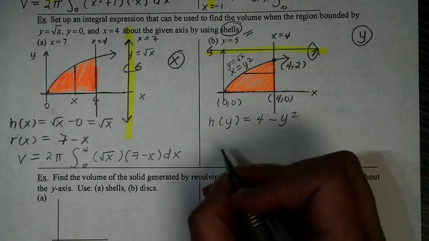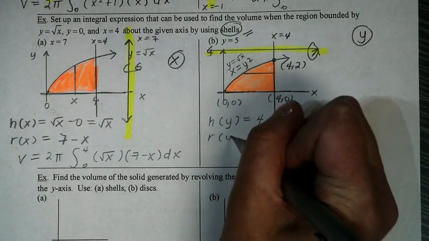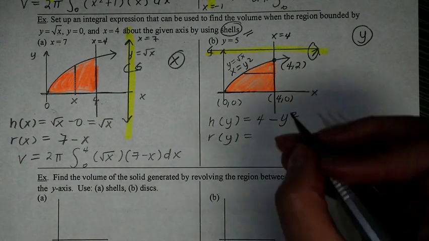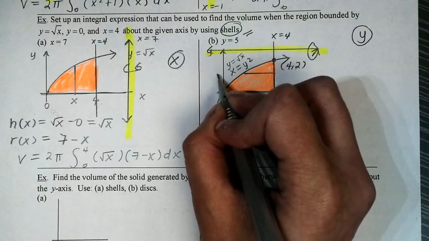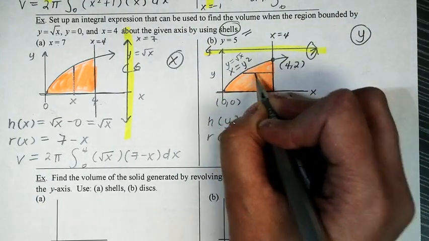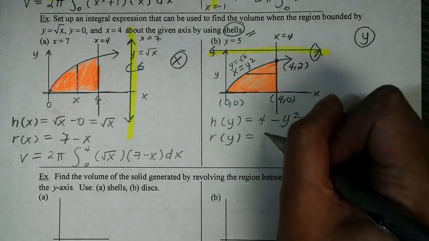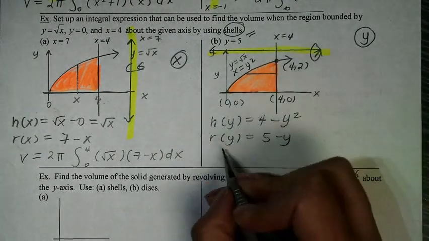Okay, and you need to be working with y's as the independent variable all the time when you have horizontal representative rectangles. So r of y is going to be equal to, well, in the other one my dummy variable was the x, what's going to be here? Y. We are not very original here. So this is going to be in the height y. What do you have here? You have top, which is what? 5 minus y, and that's going to be your r of y.